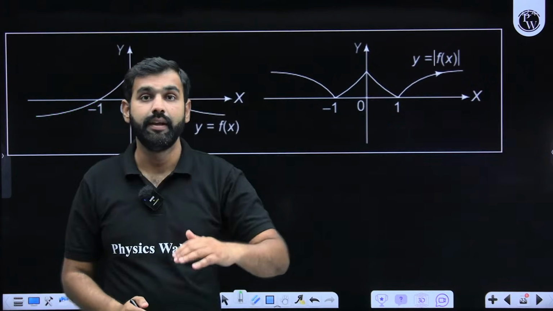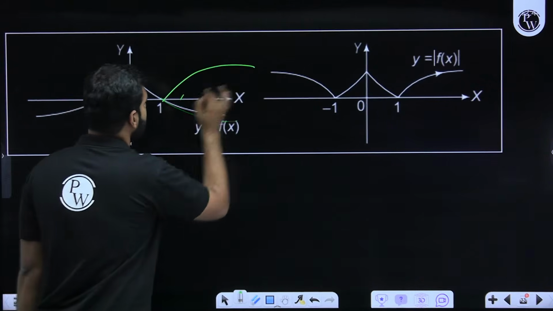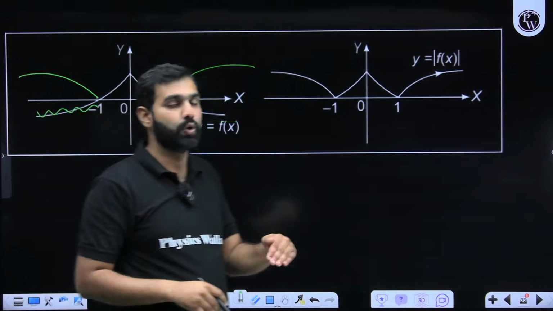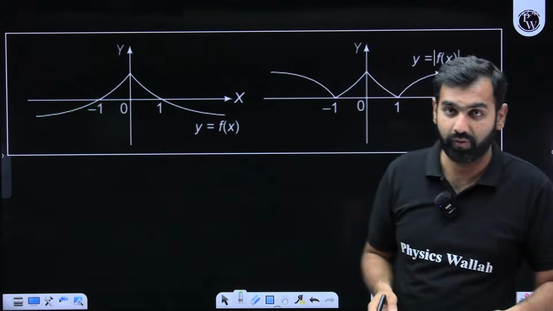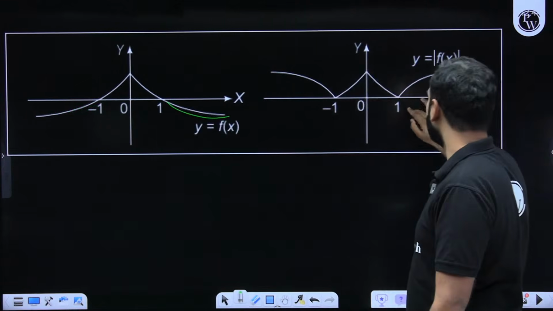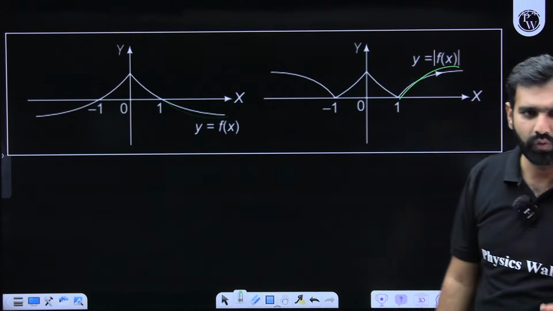And what you do is you take their mirror images in the x-axis. So you take this part's mirror image in the x-axis, because they were below the x-axis, they were negative. But for mod of f of x, they'll become non-negative. So with that, when this part is reflected, it becomes this, that part becomes that, and that is the graph of mod of f of x. Can I move ahead with that?